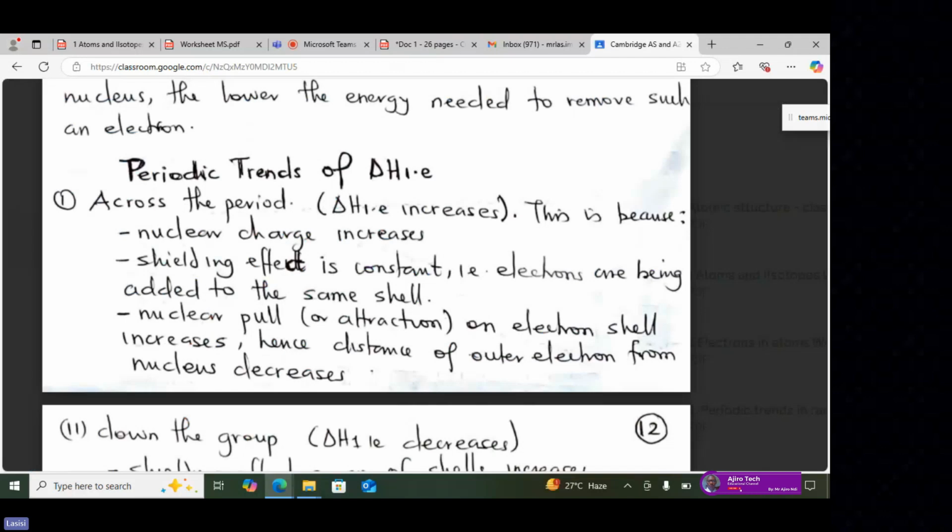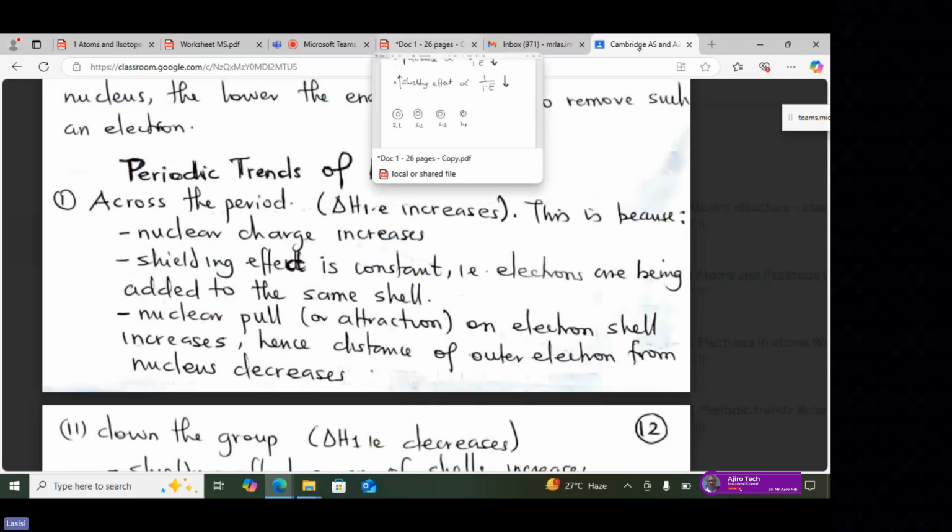Could you understand that? I did read the notes on the shielding effect, but could you explain exactly what is going on? Okay.